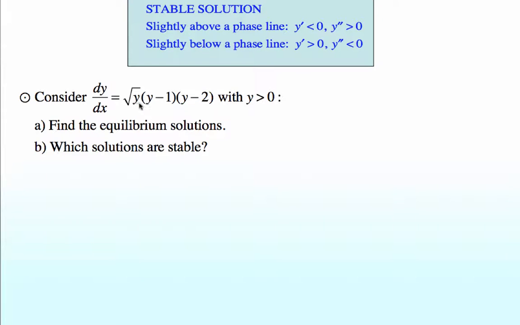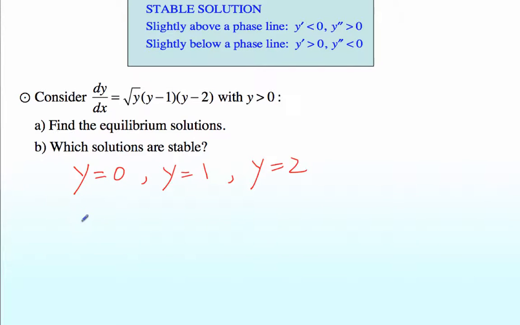dy/dx is square root of y, times y minus 1, times y minus 2, and y is specified to be positive because we don't want the square root of a negative number over here. We're asked to find the equilibrium solutions and which solutions are stable. Well, the equilibrium solutions are trivial. y equals 0, y equals 1, and y equals 2. If y is any one of these three values, dy/dx will be 0, and we'll have three phase lines. The question now is, which solutions are stable? And in order to know that, we will use what we've learned earlier up above over here.